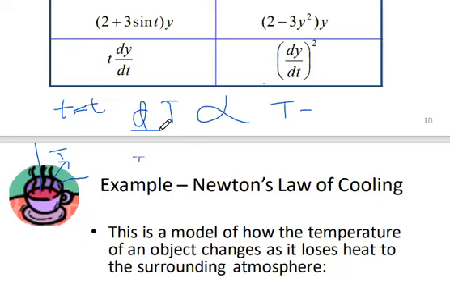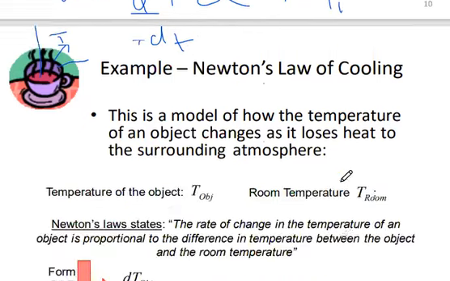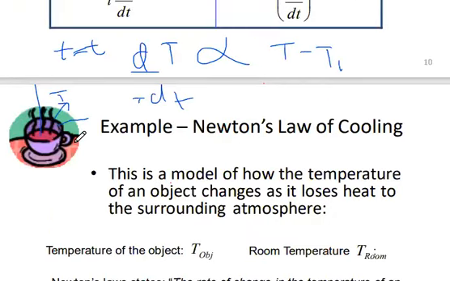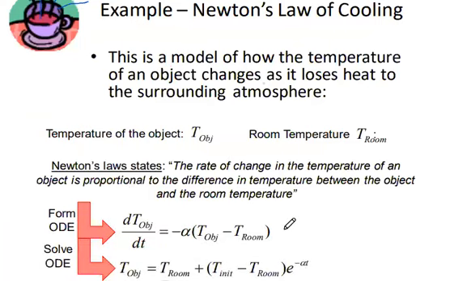The rate of change of the temperature is proportional to the difference between room temperature and the temperature of the liquid. So this is a first order equation from which you can obtain mathematical models. And this is the unknown function, right? This is the unknown function.